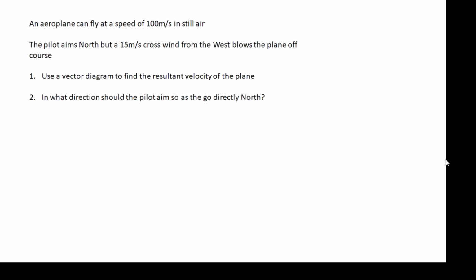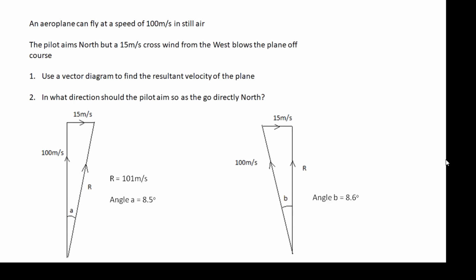And the answers are that one. Usually with my students, the first time they see it, they get the first one right, but then they don't realize on the second one that the resultant is north and the 100 meters per second is the vector at the angle.